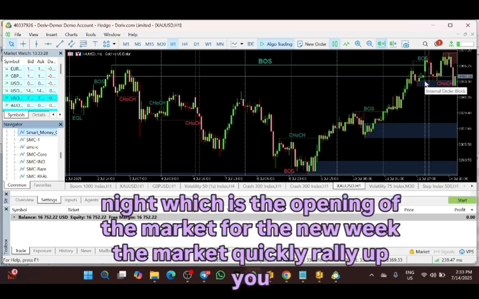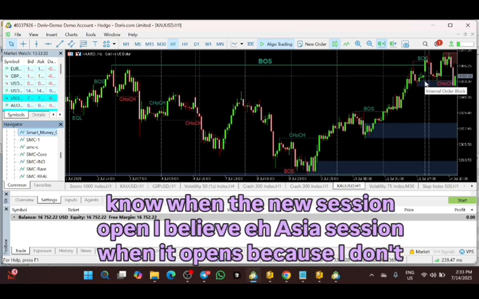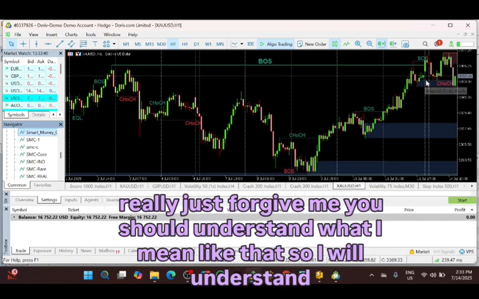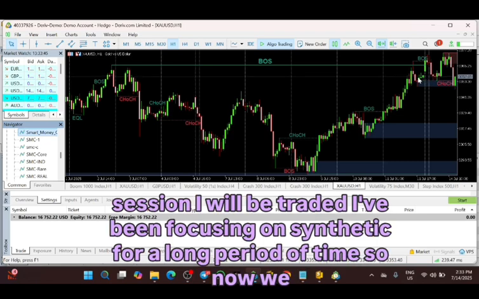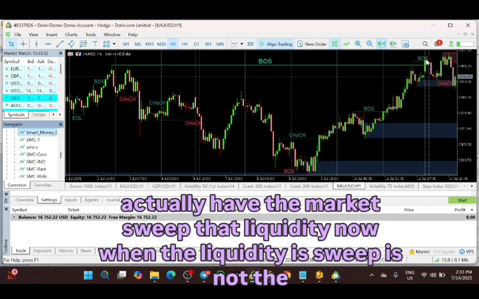On Sunday night, which is the opening of the market for the new week, the market quickly rallied up when the new session opened, I believe the Asia session. I don't believe it's Tokyo, so forgive me if you understand what I mean. We understand sessions have been traded. I've been focusing on synthetic for enough period of time. Now the market actually swept that liquidity.